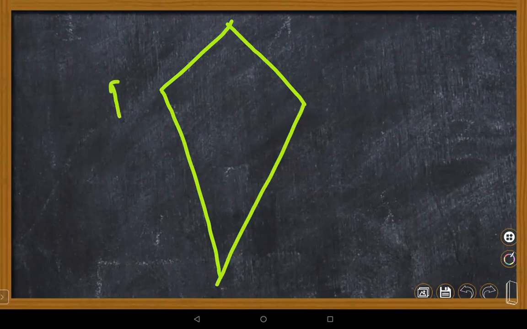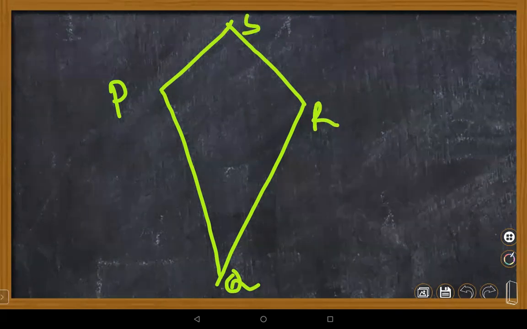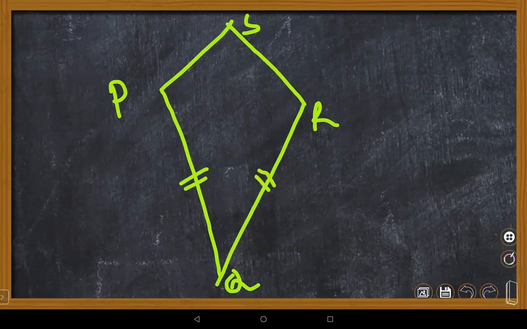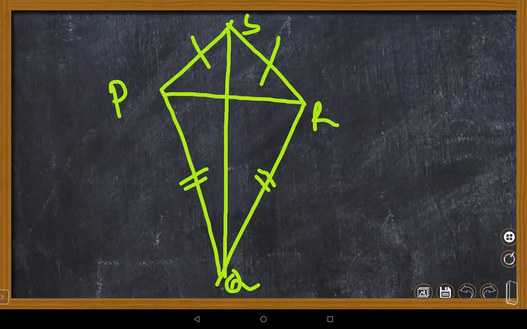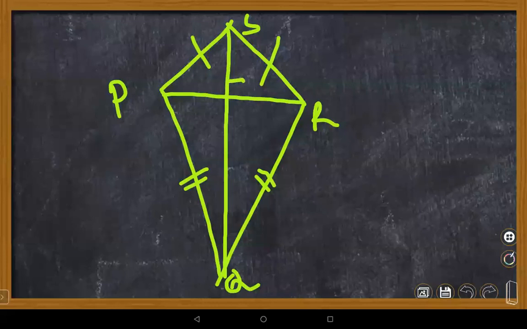Okay. Suppose this is P, Q, R, S. Which sides are equal? PQ and RS are equal. Very good. PS and SR are equal. Very good. Any other things you know about the kite? The diagonals intersect at 90, like a perpendicular bisector. Very good. In a kite, the diagonals also perpendicular bisect. They bisect at 90.